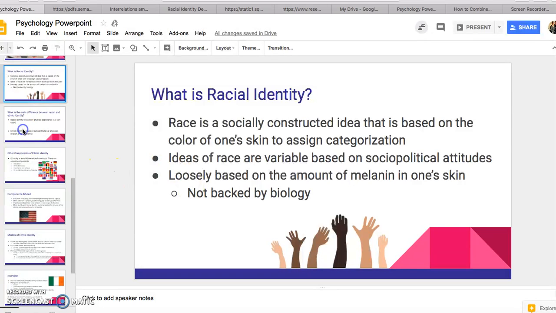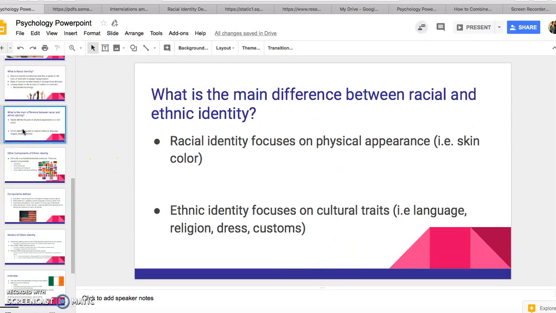So moving on to the next slide, what are the main differences between racial and ethnic identity? Well, we know that racial identity is primarily external. It focuses on physical appearances such as skin color, hair, things like that, whereas ethnic identity is based on cultural traits, so like language, religion, dress, or customs, things like that.